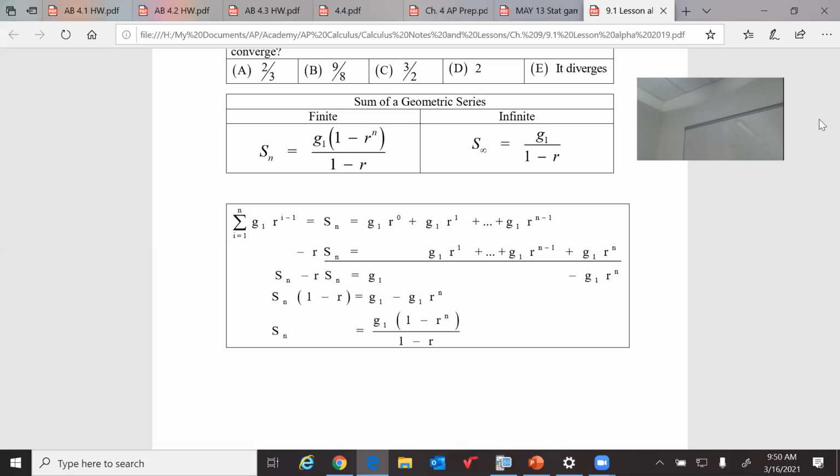Then the next term would be G sub 1 times R to the first. And the last term would be G sub 1 times R to the n, take away 1. Because you're multiplying by R in between the terms. So with the second term, you multiply by R once. For the 10th term, you multiply by R 9 times. So for the nth term, you multiply by R n minus 1 times.